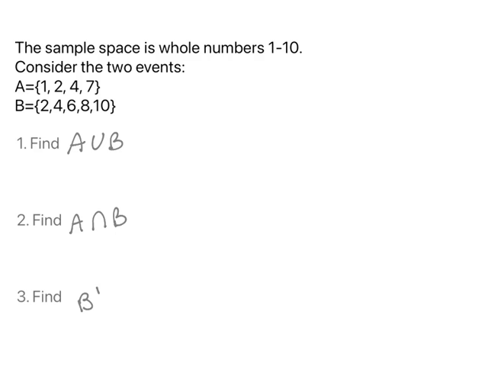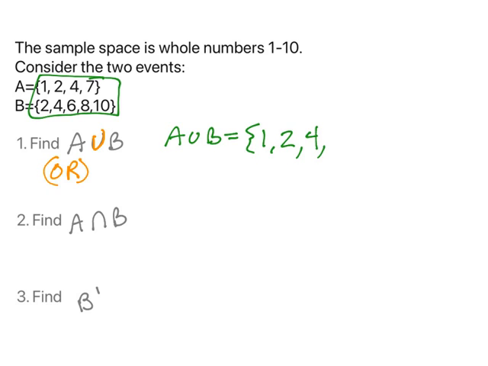Okay, so first let's find A union B. This is called union, right? A union B. Now think about it. What does this mean? Well, it's a U, so this means or. Okay, so I can say anything that is in A or B is included in this. Well, if we want to put these in order least to greatest, I need everything in each of these. So 1 is in A, 2 is in both, 4 is in both, 6 is in B, 7 is in A, 8 is in B, and 10 is in B.